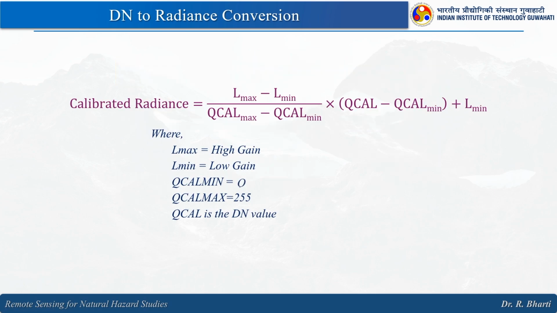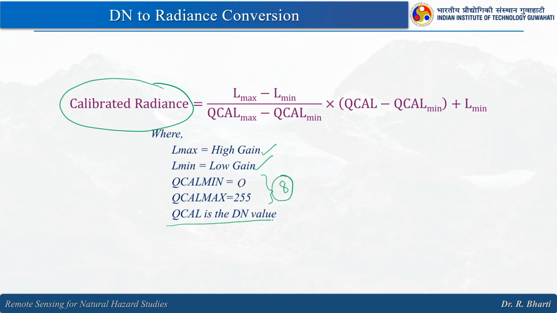And in the other condition, when you have more information about your sensor, you can calculate the calibrated radiance, and here we use the L max, which is the high gain, then low gain, and the Q-cal min and Q-cal max, that is the radiometric resolution. If it is 8 bit, it will be 1 and 255 or 0 to 255. It depends upon the radiometric resolution.